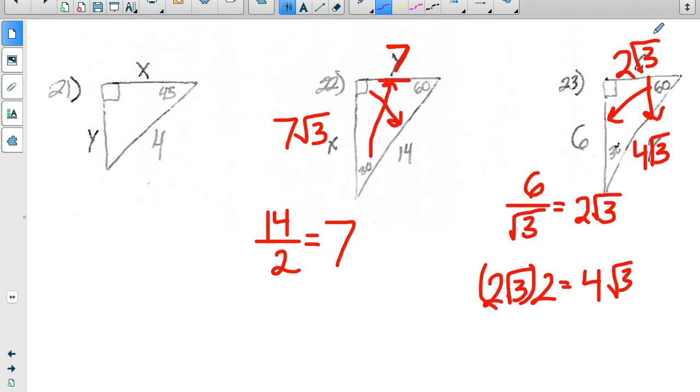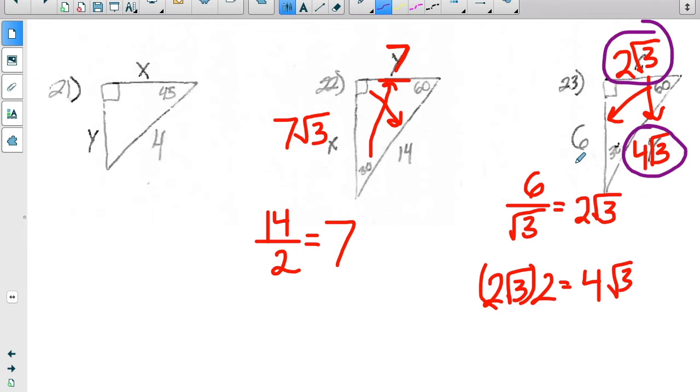So our two answers for this here are x is 2 square root of 3 and y is 4 square root of 3. So no matter how we have this set up, if I'm given the shortest side length, we multiply it by 2 to get to the hypotenuse, and then multiply it by the square root of 3 to get to the side opposite 60. Then if we were given the hypotenuse, the longest side length, we would divide it by 2 to get to the shortest side length, and then multiply it by the square root of 3 to get to the side opposite 60.